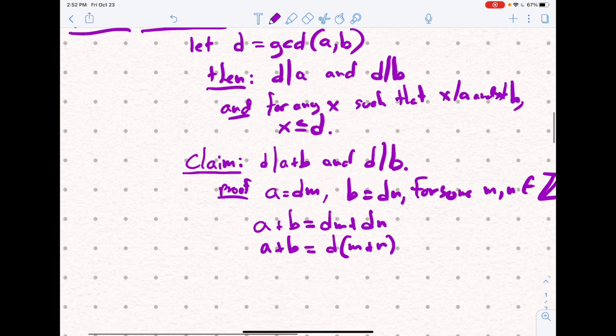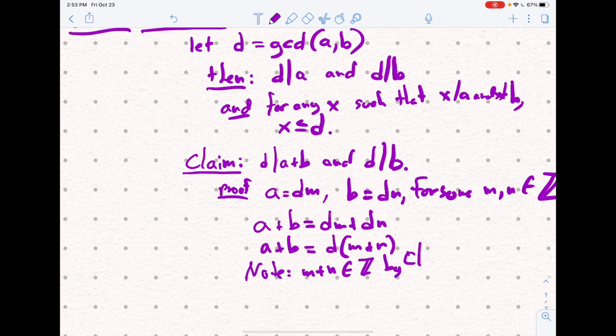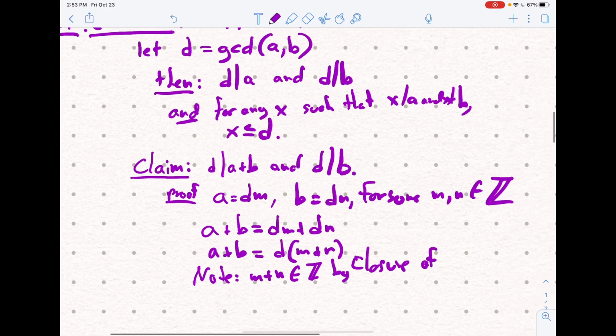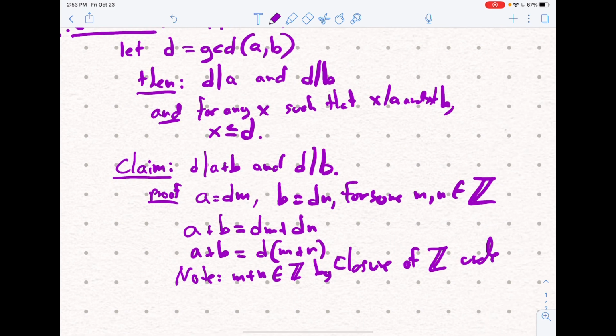So this says that A plus B is equal to D times this number, m plus n. I can note that m plus n is an integer by the closure of the integers under addition, because we knew that both m and n were integers already. That came from our definition of divides. And so when we add them together, we get an integer. Okay, and thus, since A plus B is equal to D times an integer, this means that D divides A plus B.